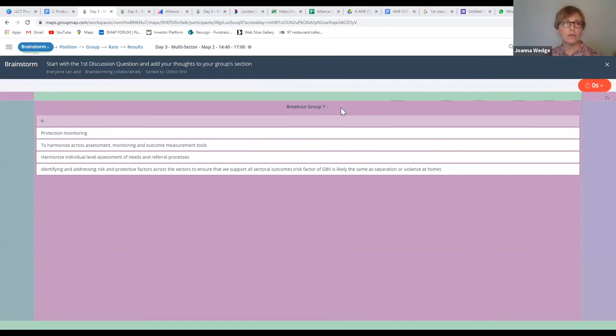And the last one is linked to the topic of the annual meeting, prevention. We discussed how risk factors for, let's say, separation or violence at home are very likely similar, or at least a huge overlap with risk factors for GBV or other protection concerns. So if we do analysis of risk factors and protective factors across the protection sectors, it's much more likely that we can pool our resources and address them and have outcomes across the different sectors rather than just the child protection outcome or just the GBV outcome.